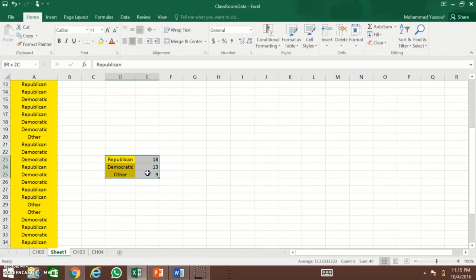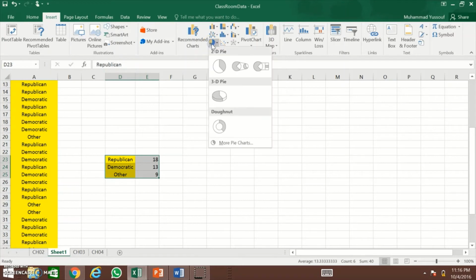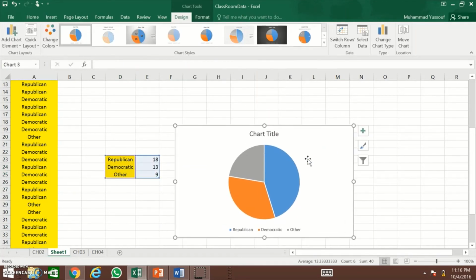So you select this and go to Insert, go to this chart, and select the pie chart. Here is the pie chart. So this is the pie chart for this data. It's qualitative data. I hope you know that. And this is the pie chart.